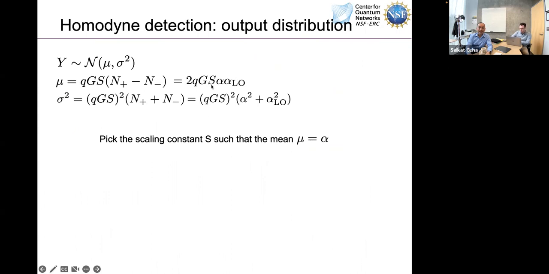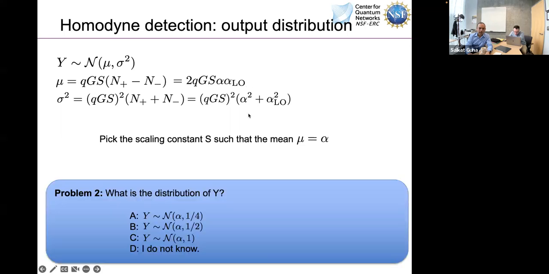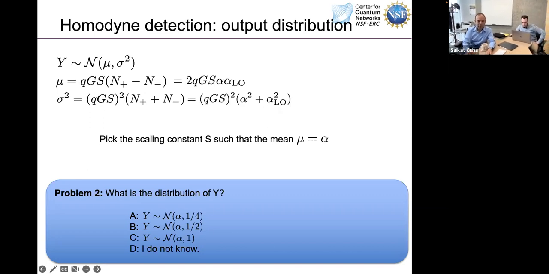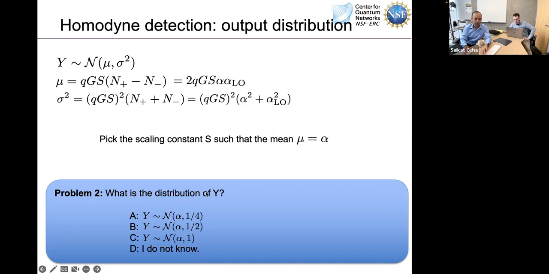So if I take this mean and the variance, mu and sigma squared, we can choose this S however we want. We can choose the scale factor. This is in our hands. So let's pick this scaling constant S such that the mean mu equals alpha. If you want this to be alpha, you'll have to pick S to be equal to 1 over 2 Q S alpha LO. So let's pick S to be equal to that and take the limit of alpha LO going to infinity, or being very large in comparison to alpha.